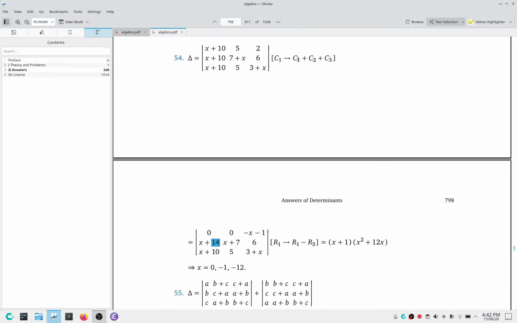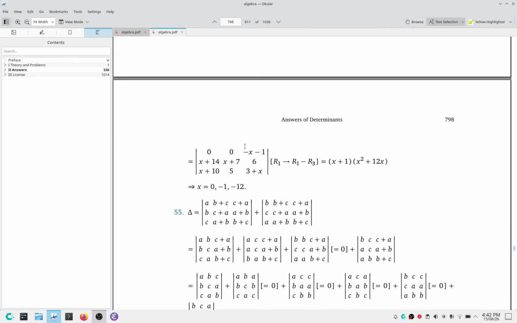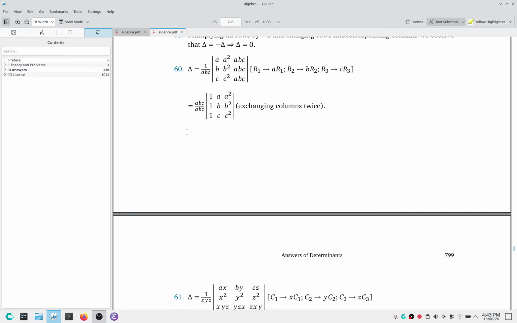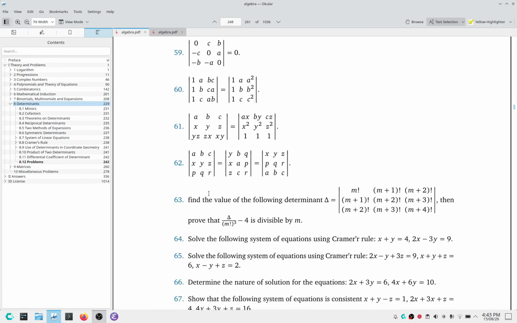Once we know that this is 14, as you can see, it is written properly here. So you do column 1 is equal to column 1 plus column 2 plus column 3, and then you perform R1 is equal to R1 minus R3. So this x plus 10 and 5, and this x plus 10 and 5, cancel each other. So you get double zeros, then you expand along minus x minus 1, and you get x plus 1 times x square plus 12x, which gives you three values for x: 0, minus 1, and minus 12. So the only mistake was over here in addition, right? It's a simple problem like that. Now we will move on to question 61. So, okay, we'll go till question 70.